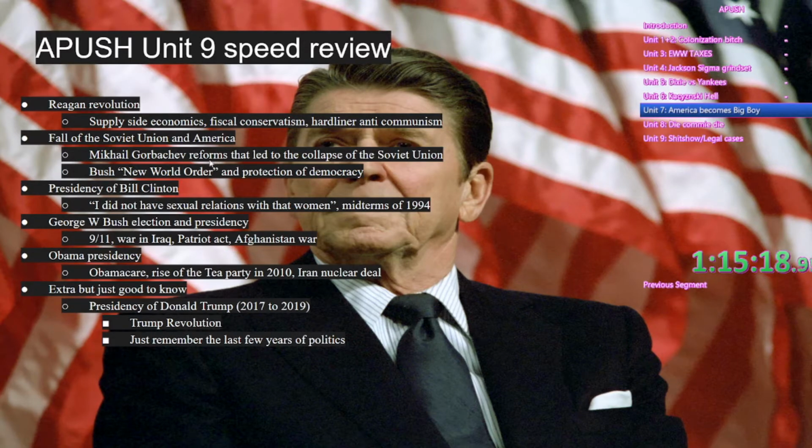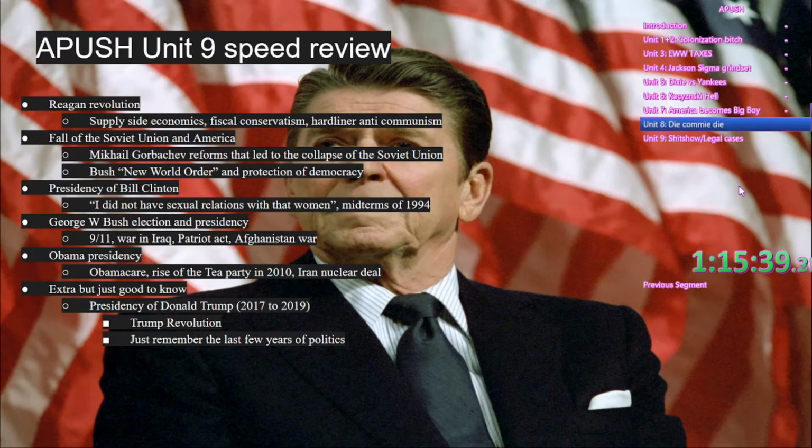Mikhail Gorbachev's reforms led to the collapse of the Soviet Union. And Bush's New World Order and the protection of democracy, which was basically the idea that it was America's duty to protect democracy across the world.